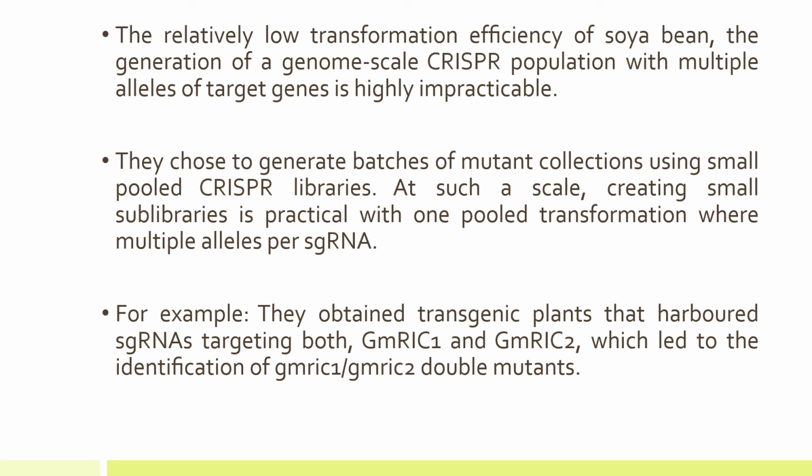Different combinations of CRISPR-Cas9 T-DNA that target different genomic loci may be integrated into one transgenic plant. For example, they obtained transgenic plants that harbored sgRNAs targeting both GmRIC1 and GmRIC2, which led to the identification of the GmRIC1 and GmRIC2 double mutant.